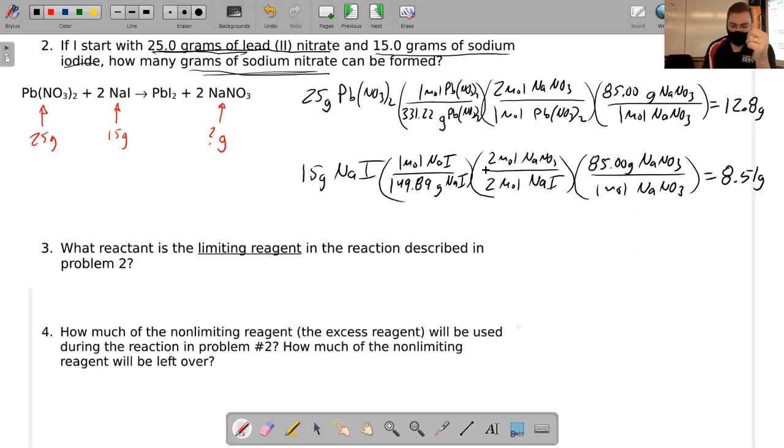So the limiting reactant is sodium iodide. And you would expect to produce 8.51 grams of sodium nitrate. That's the actual amount of sodium nitrate that is made.